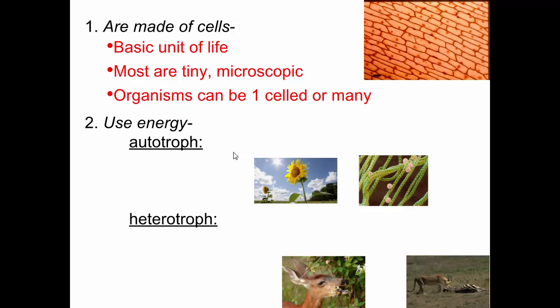So all living things are made of cells. That's one important characteristic. All living things also need a source of energy. Energy keeps things alive. Without energy, living things can no longer be alive. So where do you get energy?